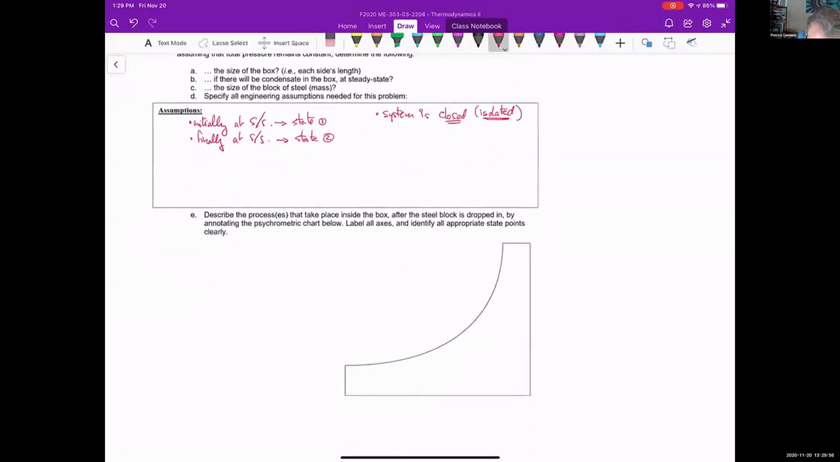Just so we're clear here, when we go to the psych chart, it's going to give us lines of constant relative humidity that are going to look kind of like this. These are phi equal to constant. This is the humidity ratio, which is going to be in kilojoules per kg of dry air, which I'm going to abbreviate as DA. Okay. Oops, sorry. No, it's not kilojoules, right? What is this?